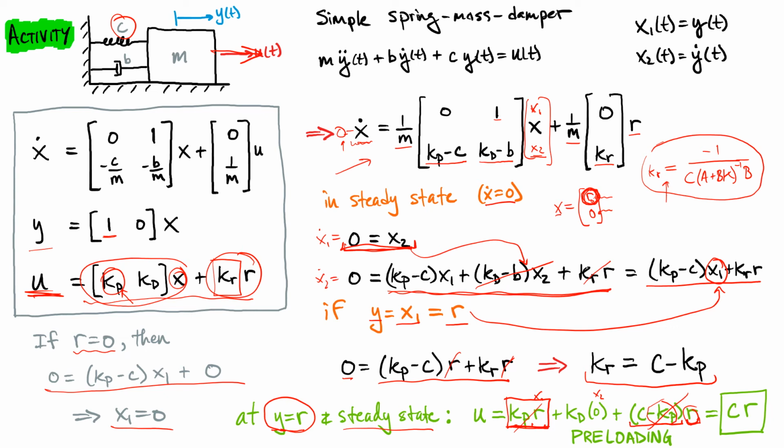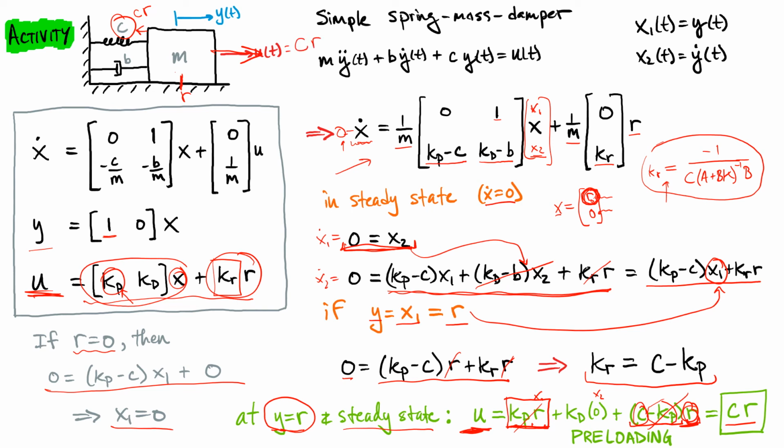And then it adds another term that is c times r. And c times r actually represents, when this block is at r, once we've stretched this block so that it's centered at r, the force generated by the spring, which is the displacement, r, multiplied by the spring constant, c. And what we're saying is, at this steady state, when the block is at the reference, the input u is actually equal to c times r.